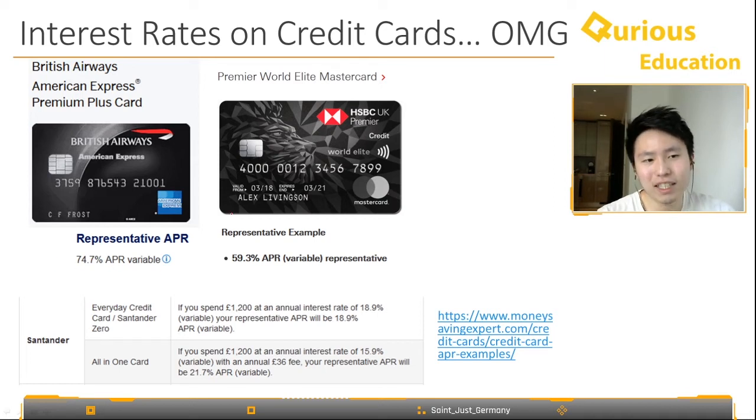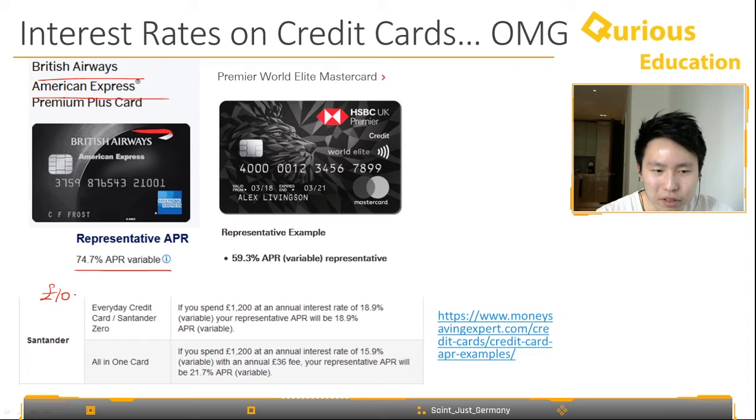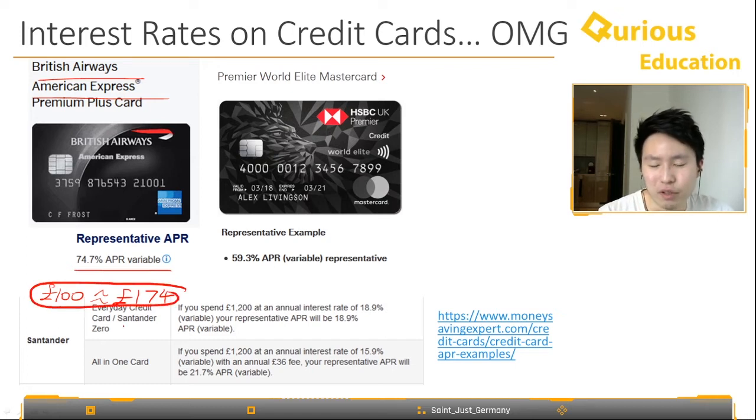We can see for this British Airways Amex credit card, we need to pay 74% interest. So what does that actually mean? It means that if you borrow £100 or if you spend £100 on that card and you don't actually return it, next year you need to pay back £174. So that's almost like double the amount that you borrowed from the credit card. So make sure you don't max out your credit cards and just pay the minimum amount. Otherwise, you're going to be paying that debt forever.